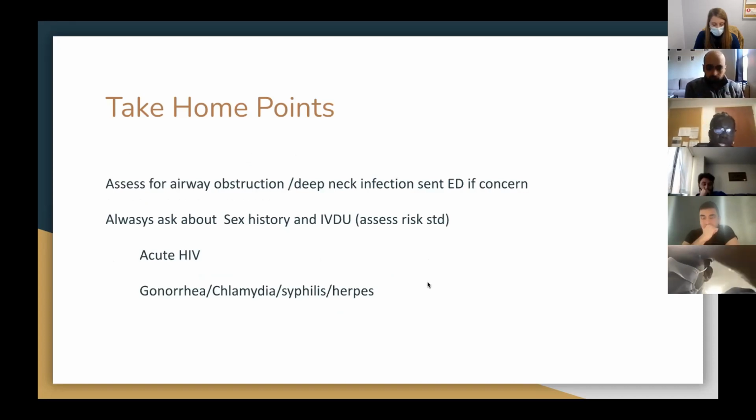Assess always for airway obstruction and infection involving the deep neck because the neck is a very small, tight space with very important structures there. Airway compromise, your vasculature, the proximity to the spinal cord. So check and make sure the infection is not deeper. Ask about sexual history and IV drug use to assess all of your patients' risks for STDs, such as HIV, gonorrhea, chlamydia, syphilis.